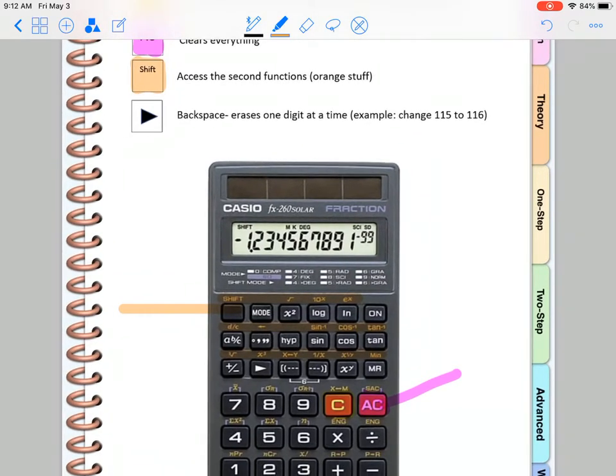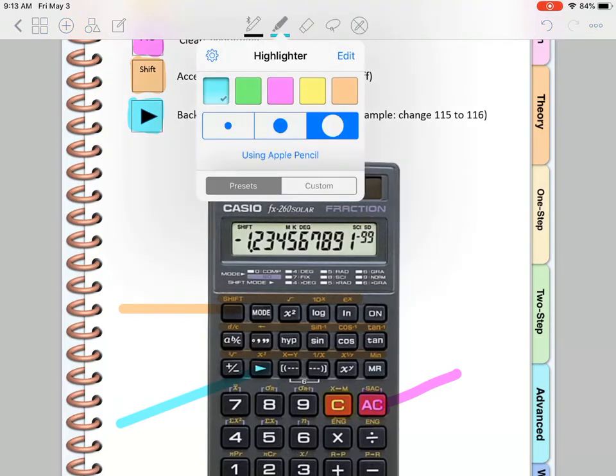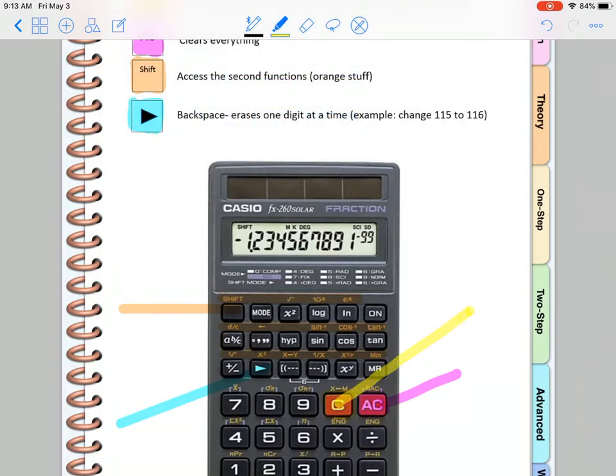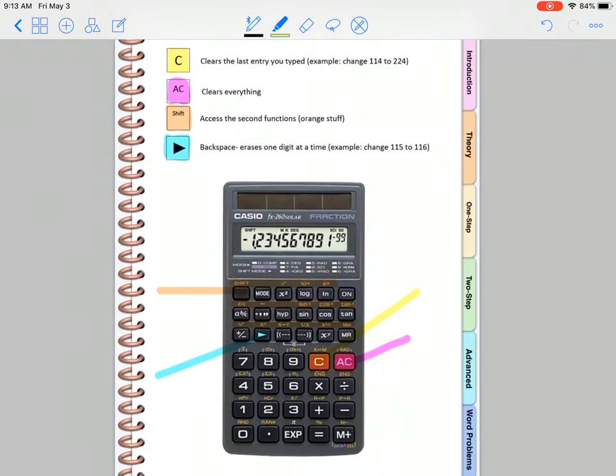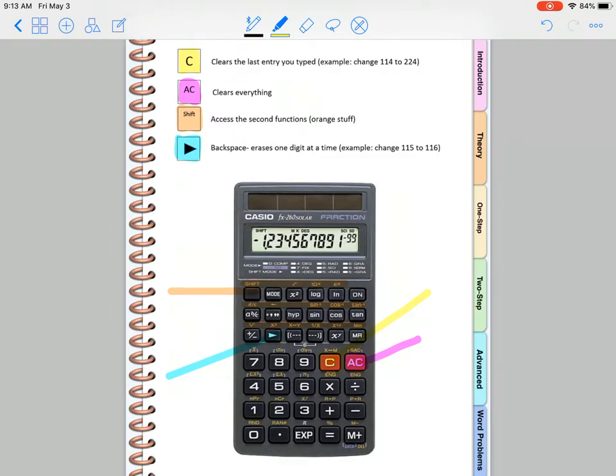And then the backspace is a handy one to know. Backspace is this arrow right there. Backspace allows you to erase one digit at a time. So if you type 115 and you meant to type 116, you don't have to start over. You can just backspace one and put in the number that you need. So these are 4 navigation keys that you need to know just to be able to move around on your calculator screen.